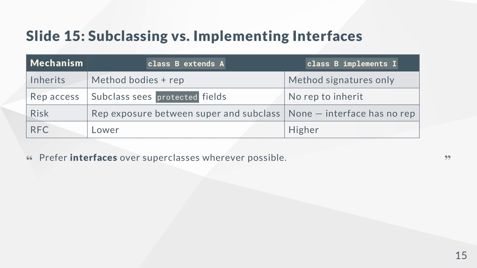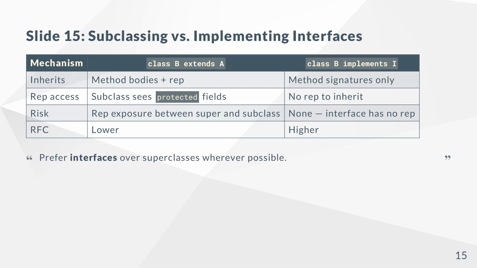How does subclassing differ from implementing an interface? When class B extends A, B inherits both method bodies and the internal state. The subclass can access protected fields. Changes to A's implementation can silently break B. When class B implements IB, it inherits only method signatures. There is no rep to inherit, no protected fields to accidentally misuse. Prefer interfaces over superclasses wherever possible.